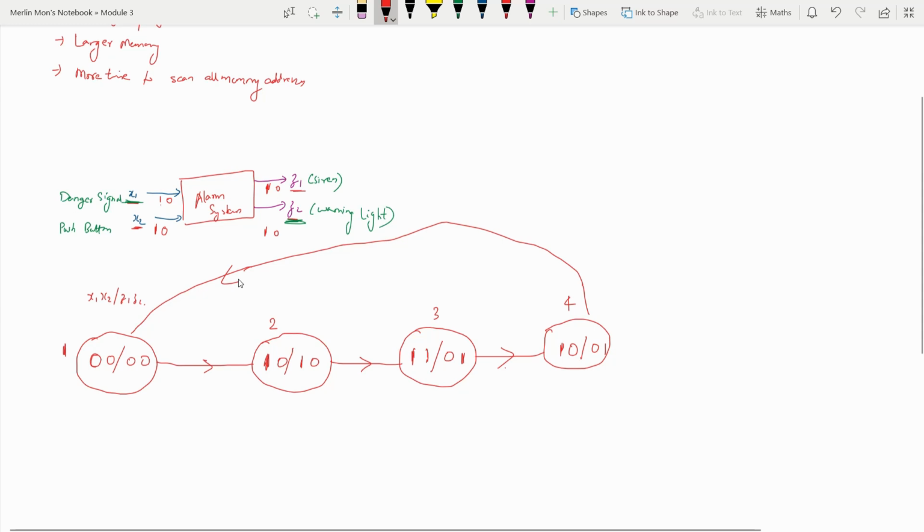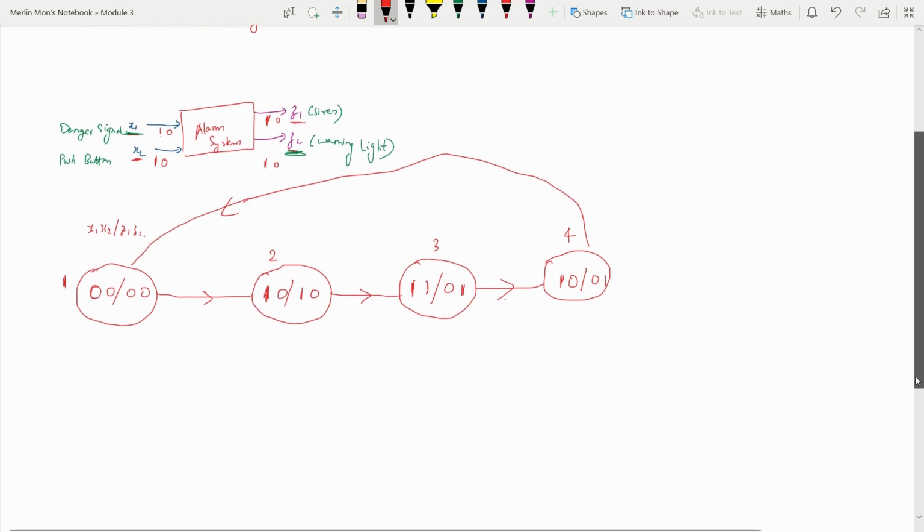Now, these are the 4 basic states, but there are some other states which the system will experience or encounter. So we will see those states also. Let me scroll down.